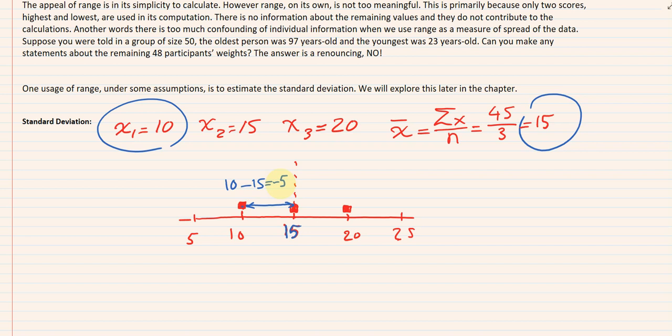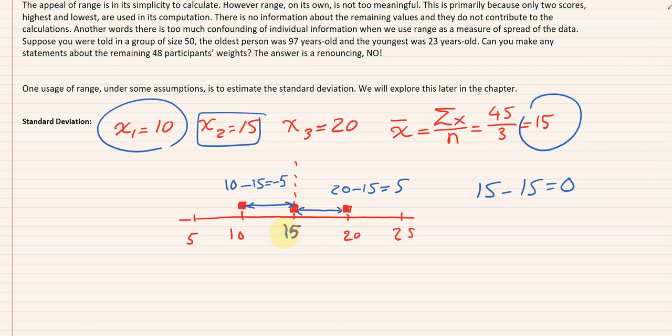The negative, what's the interpretation of negative here? That means that score is 5 units below the average. A negative deviation means you're below the average. A positive deviation means the score lies above the average. And by the same token, if I look at the dispersion of 20, well, 20 minus the mean is 5. That's positive, and it lies above it. Now the score of 15, if you do 15 minus 15, you get 0. That score has no dispersion because it is the mean. So it's a 0 deviation from the mean.